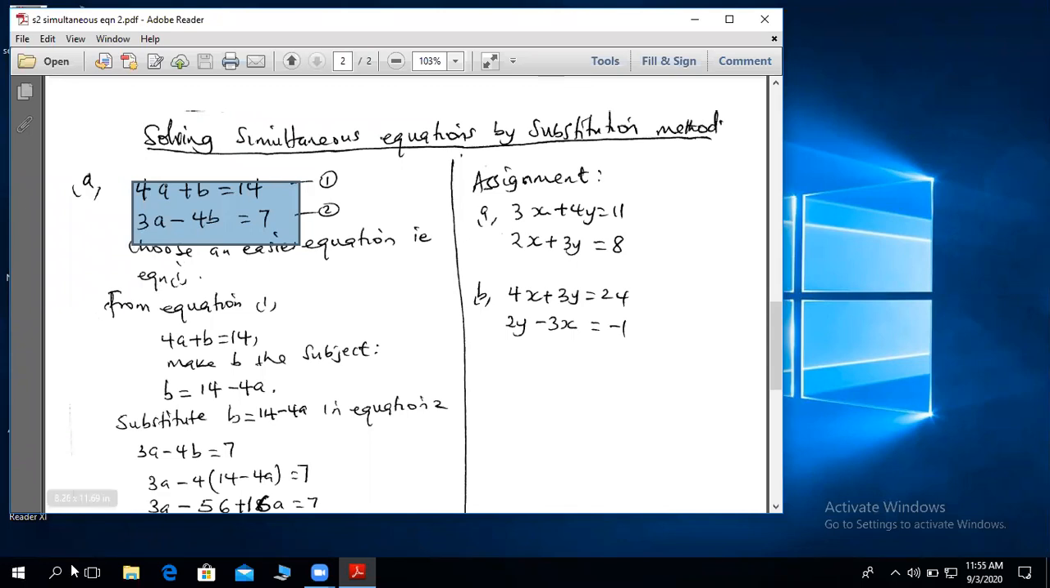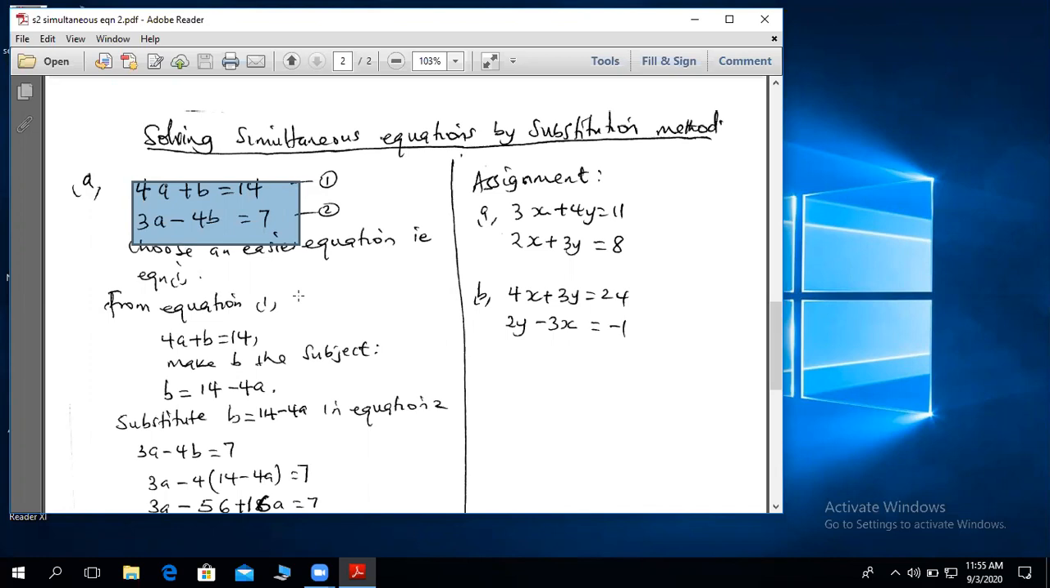So for me, I've chosen equation 1. My choice. And you should also be free choosing an equation to use. No one should coerce you. We are in a free world.